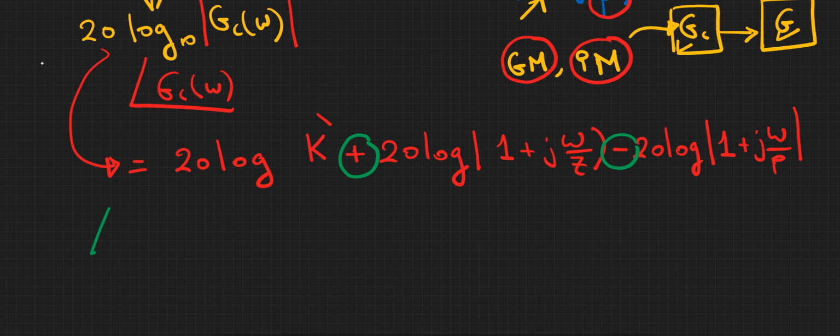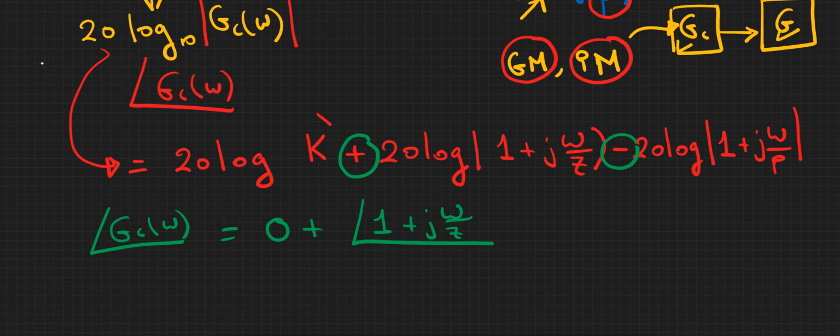So the phase of GC of omega is basically the phase of the first term, which is 0, plus the phase of the numerator part, and minus also the phase of the term which is coming from the pole. Okay, so these are the expressions we have.